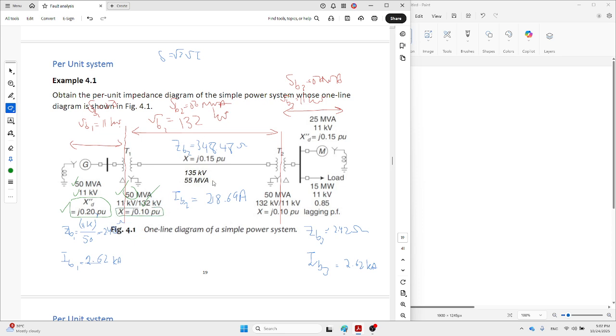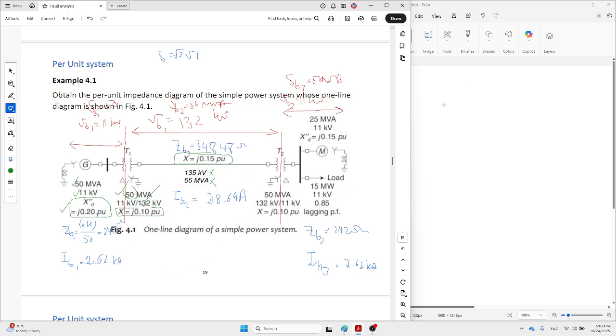Then go for the transmission line. As you can see, the voltage given for the X of the transmission line is 135, which must be 132. So this is wrong. Then the S also must be 50. Here it is 55, so it's wrong. So we have to change this X value. This is one of the ways to rectify it.